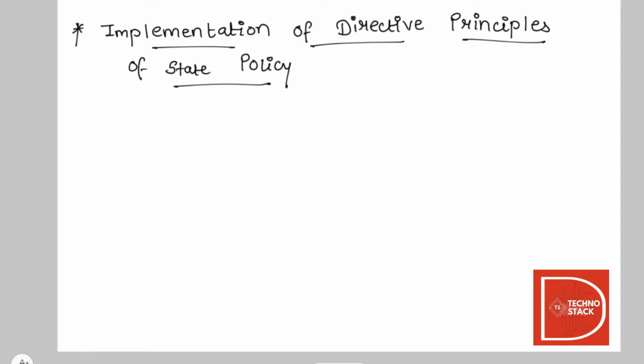In the series of Constitution of India, as we are looking into the directive principles of state policy, our today's topic is implementation of directive principles of state policy. As mentioned earlier in the previous videos, unlike the fundamental rights which are guaranteed by the Constitution of India, the directive principles do not have a legal sanction and cannot be enforced in a court of law. However, the state is making every effort to implement the directive principles in as many sectors as possible.